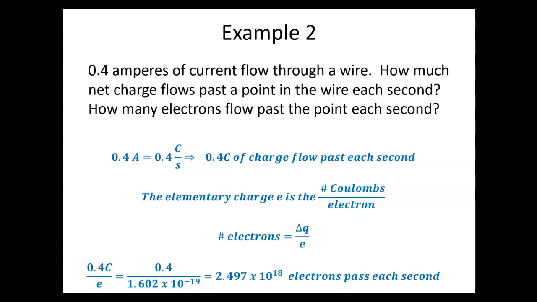So we know that 0.4 coulombs of charge are flowing past a point every second. And then we want to know how many electrons. Well, we've seen and used this formula before, that the number of electrons equals that net charge divided by the elementary charge. And if we do that, we can see that about 2.5 times 10 to the 18th electrons are passing each second.